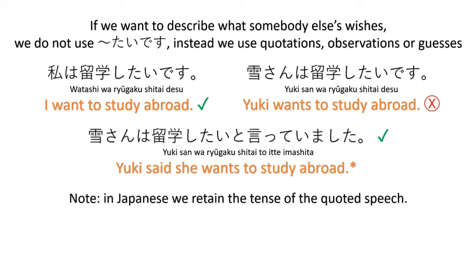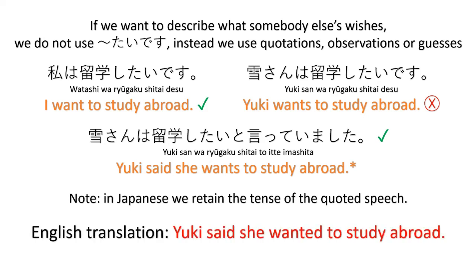So note in Japanese, we retain the tense of the quoted speech. So when Yuki told us in the present tense, we must also use the present tense in the quoted speech. It's the same with the past tense. If she said in the past tense, then we must use the past tense in the quoted speech also. But in English translation, when we use the word said, Yuki said, we must follow it by the past tense. So Yuki said she wanted to study abroad. That's how English translation works, but it is quite different in Japanese.